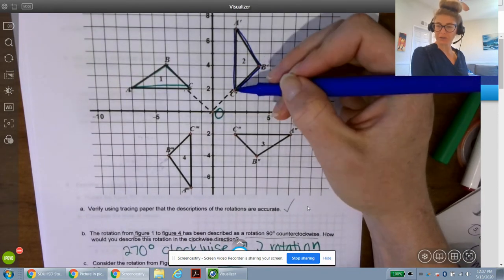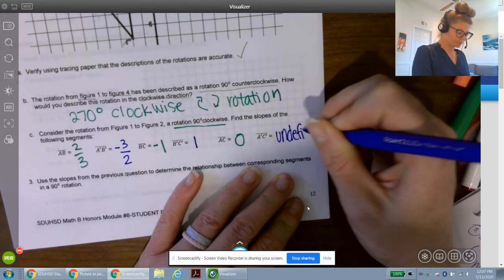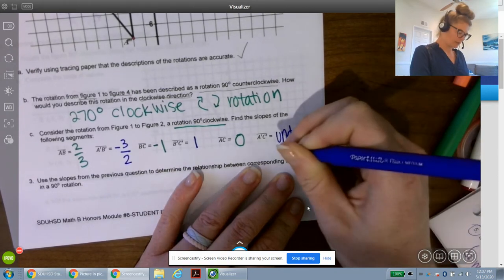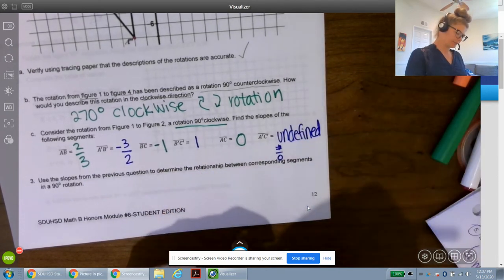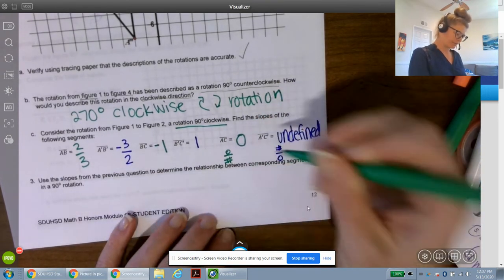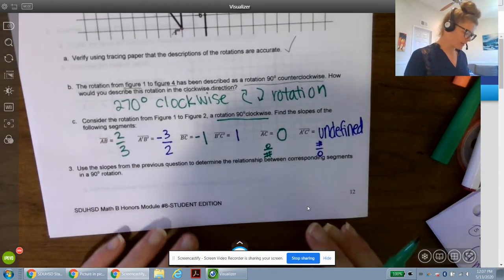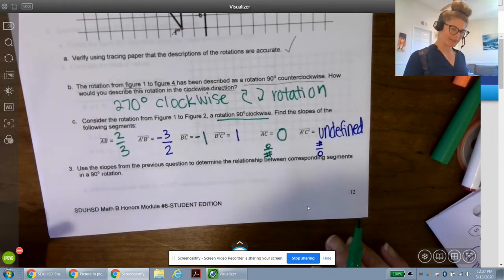Do you remember what the slope of a vertical line is? That's right, undefined. Some number divided by 0. Where over here, this was 0 divided by a number. So what do you notice about these patterns? Do you see anything interesting?